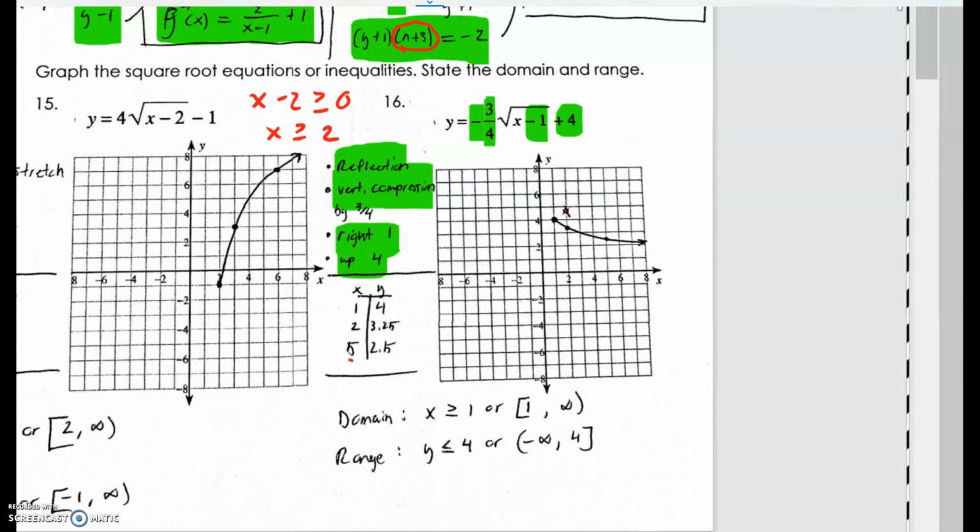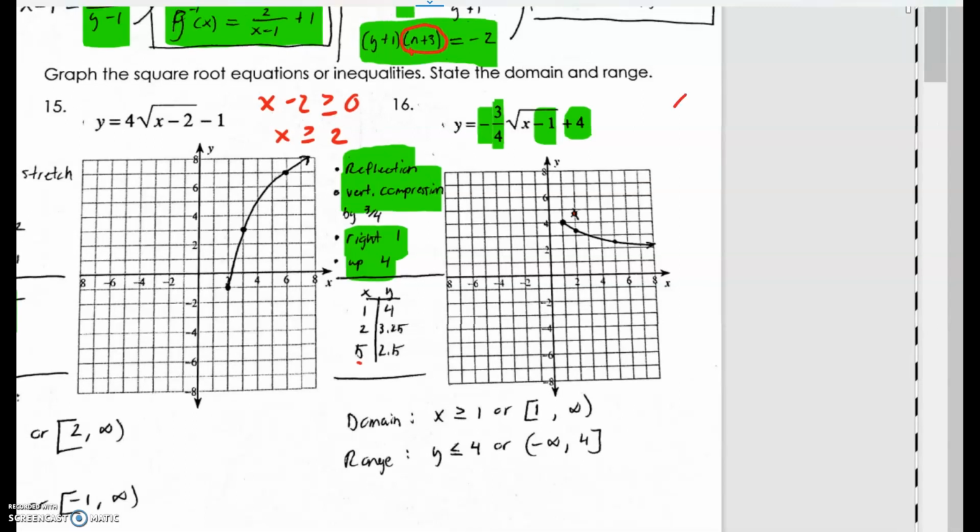Okay, domain for this problem. So the lowest x value is 1, and it goes to infinity. So I said all numbers greater than 1. Remember, though, what you're doing for domain is you're taking what's underneath, and you're setting it greater than or equal to 0. Okay, so don't forget that step. That's what I'm doing to find the domain. And then for the range, I noticed that the highest point is 4, and it's all numbers less than that. So that's what this range represents.